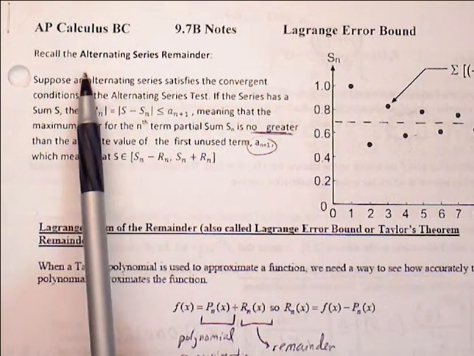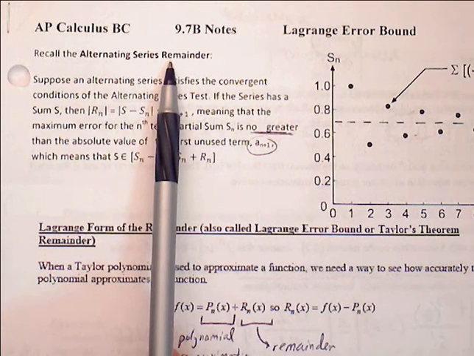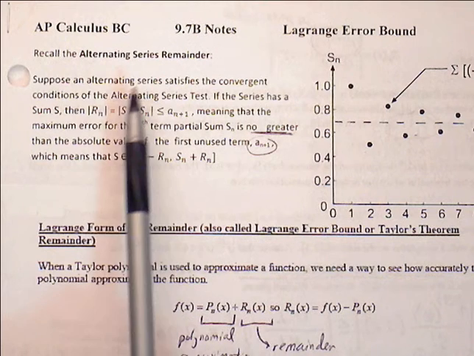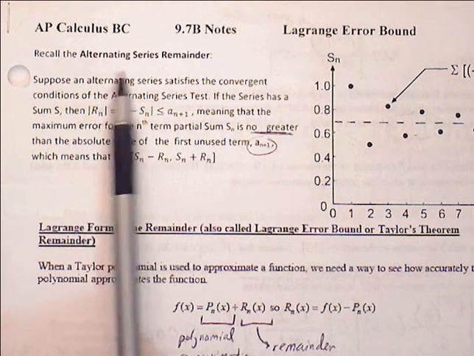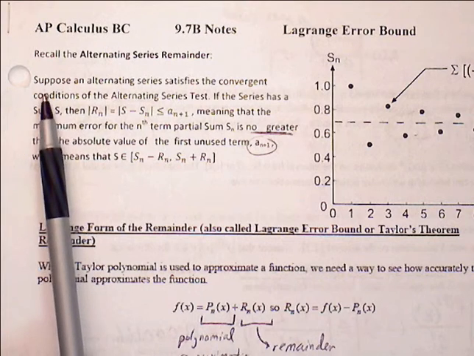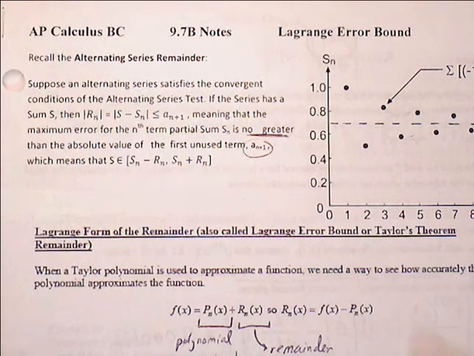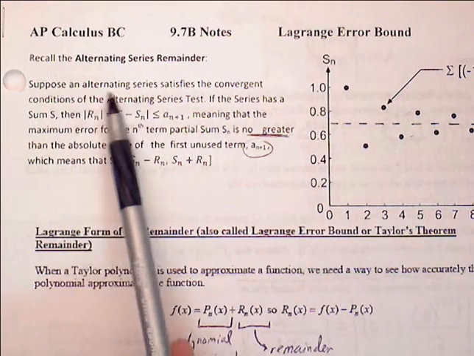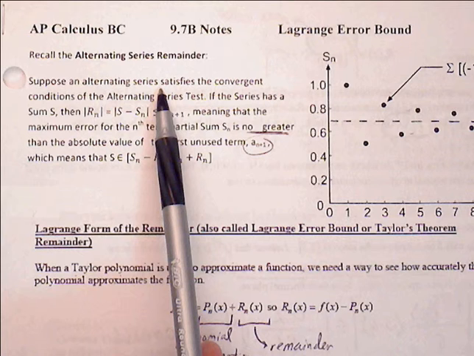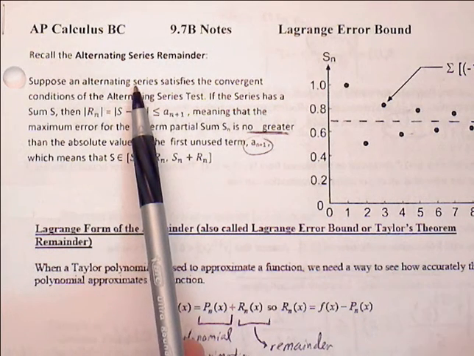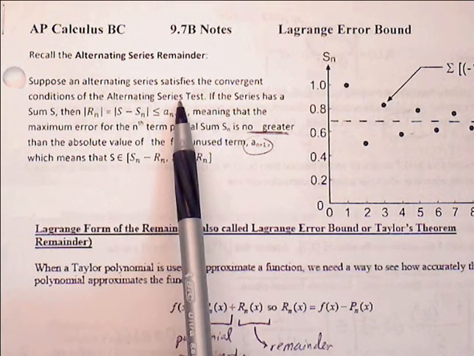Now, recalling what we've studied in the previous section, the alternating series remainder. So just to recap the alternating series remainder, which we're going to see some very similar setup from, suppose an alternating series. We know an alternating series is one where each term oscillates between positive and negative values. So let's say we have a converging alternating series and it passes the alternating series test.